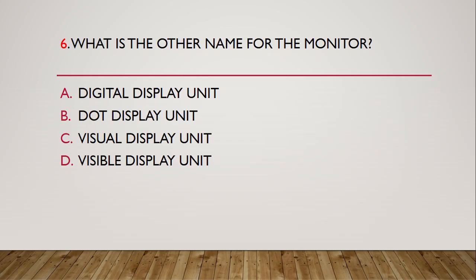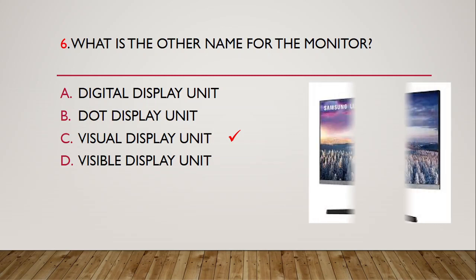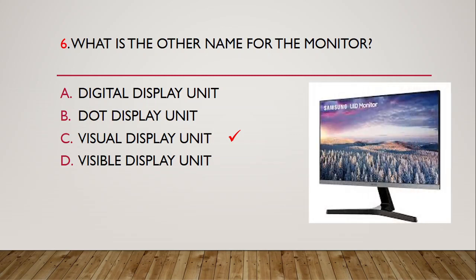Our answer here is C, visual display unit. So the other name for the monitor is visual display unit. The function of the monitor is to display things so that we can see them on the screen there. So the other name for the monitor is visual display unit, which is C.